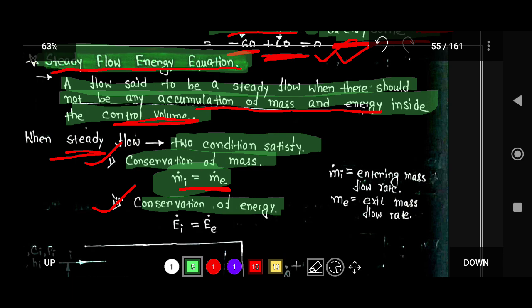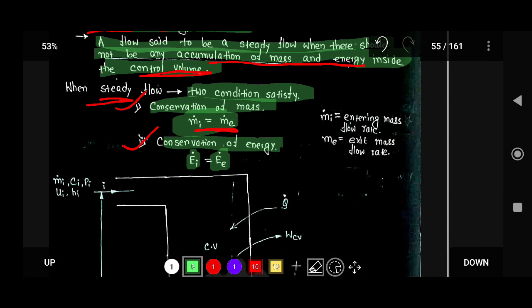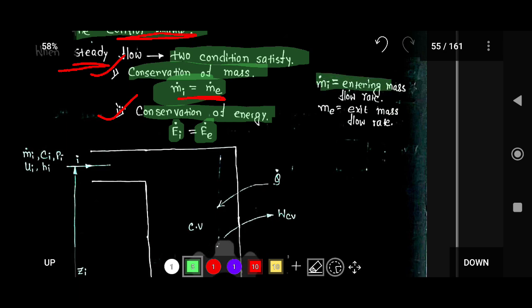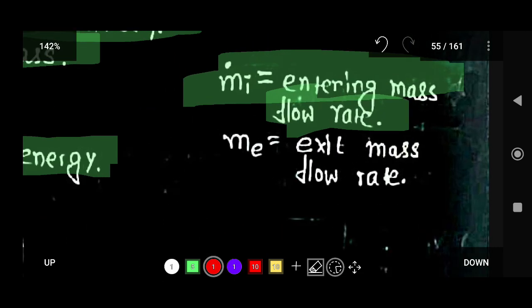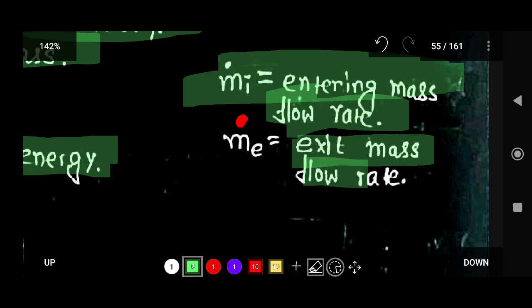That means the initial energy rate must be equal to the exit energy rate. E_i dot is the initial energy rate and E_e dot is the exit energy rate. Here m_i dot is the initial entering mass flow rate, and m_e dot is the exit mass flow rate.